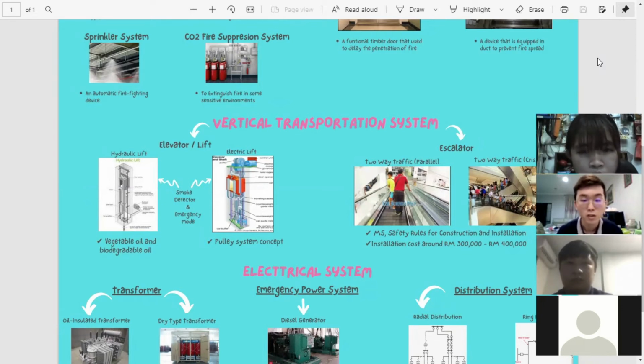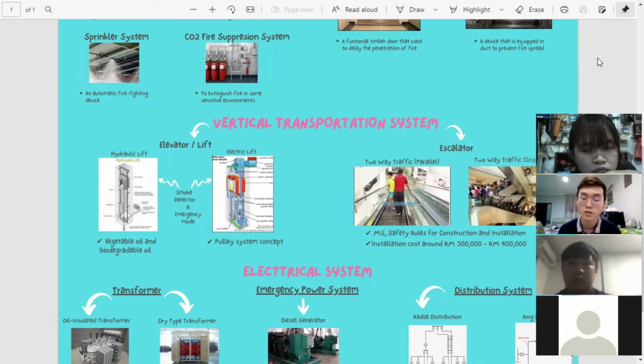So the vegetable oil and also the biodegradable oil will be used in the hydraulic lift too, because the fluid is a must for a hydraulic lift, and it must be oil based, which is more towards the environmental care concept. And then next is about the electric lift.